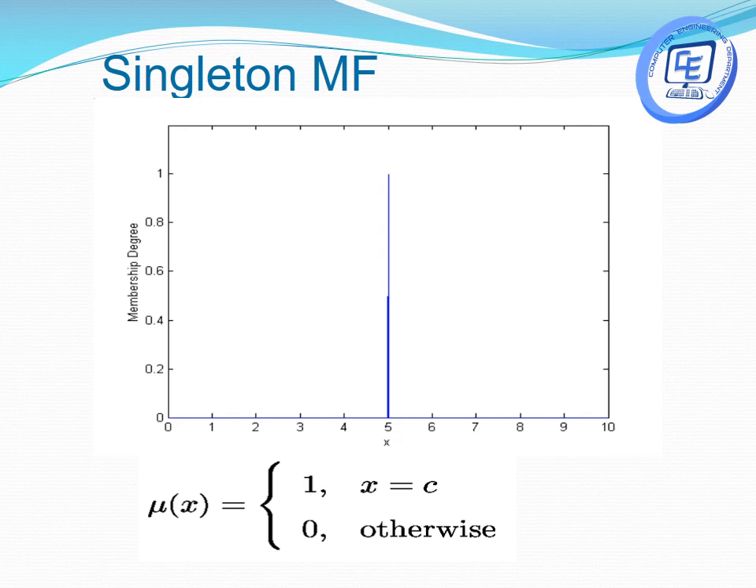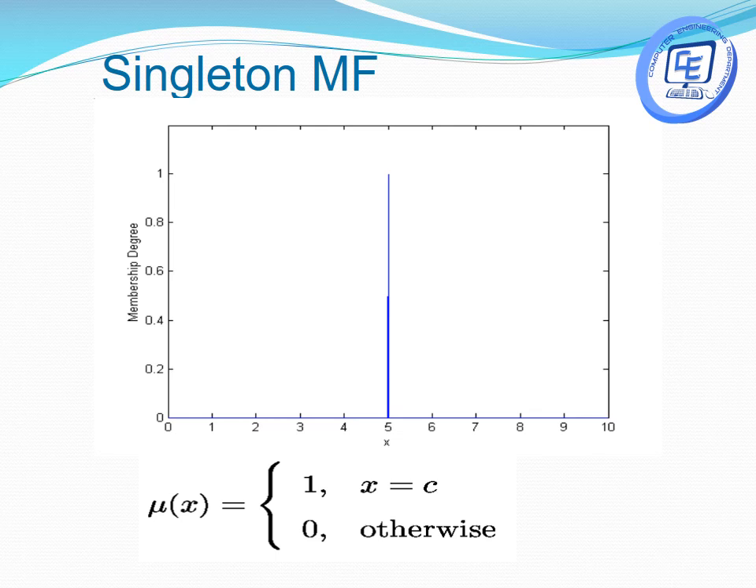As we can see in this diagram, the x-axis represents the elements and the y-axis represents the membership degree. If we say x, that is the element, is equal to c, maybe c equals 1 or 3 or 5, anything. So if x is equal to c, that is 5, then for that the graph will be 1, otherwise it will be 0.